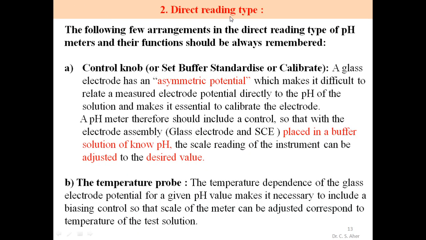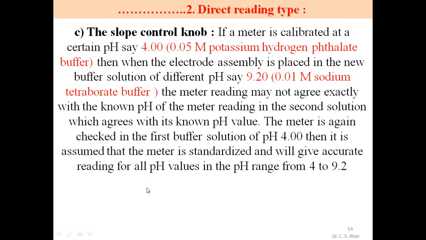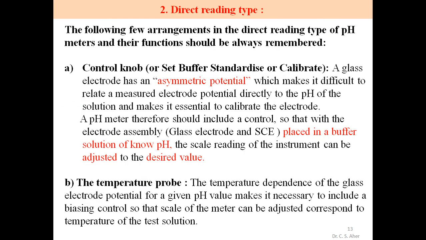The second type is the direct reading type, and this type of instrument is used in the practical laboratory. The following few arrangements in direct reading type pH meters and their functions should always be remembered. There are three points: first, the control knob, second, the temperature knob, and the third is the slope control knob. We will consider these points in our next lecture.